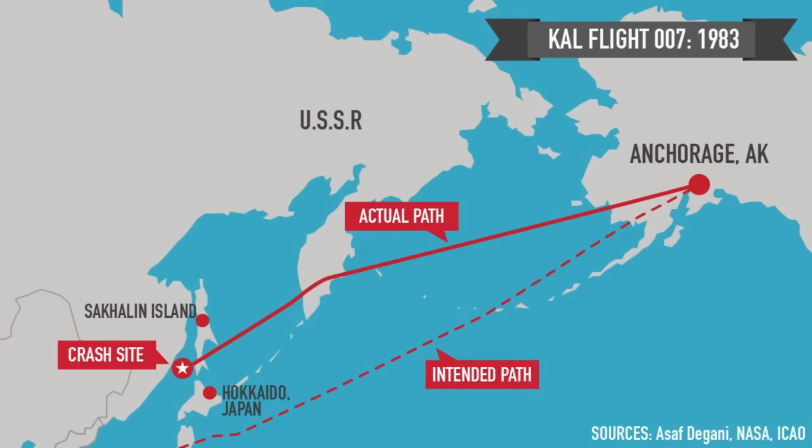Korean Airlines Flight 007 was shot down by a Soviet Air Force air-to-air missile when it flew into Soviet-prohibited airspace due to what we are told was a navigational error, killing all 269 people on board on September 1st.